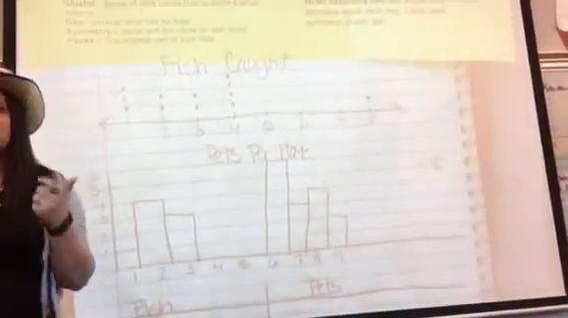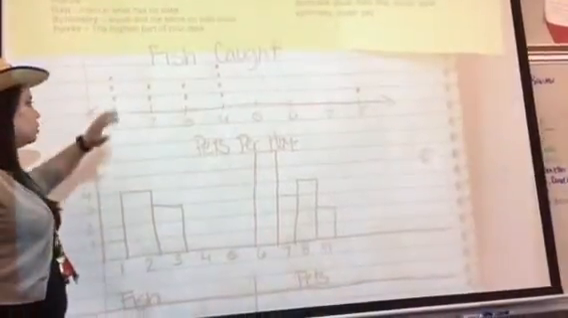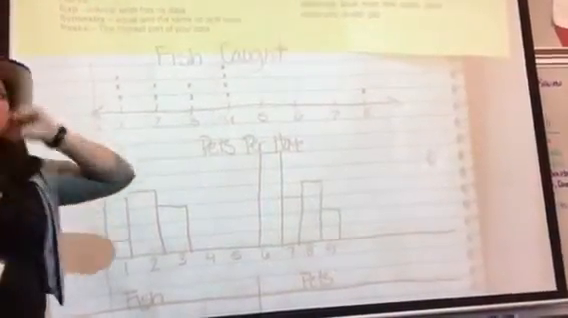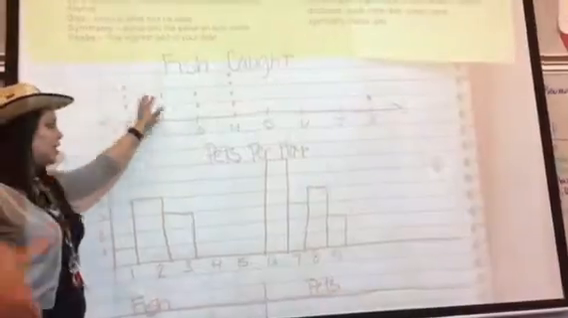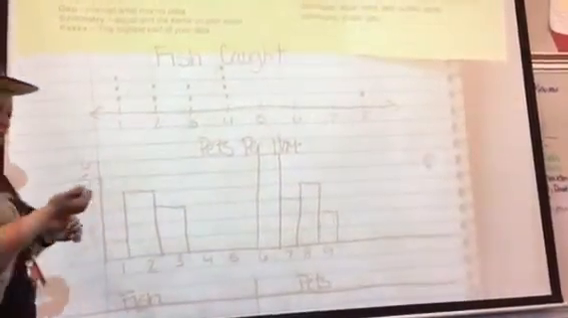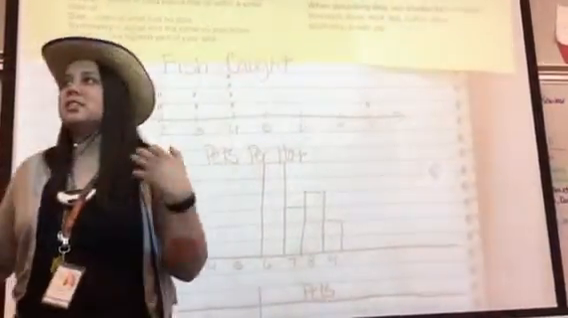Describing distributions and data. I have two different ways to show data up here: a dot plot and a histogram. We're going to be looking at dot plots and histograms today, and you are going to be identifying them and describing them. You're going to be identifying different parts, so I want to tell you about some different parts.